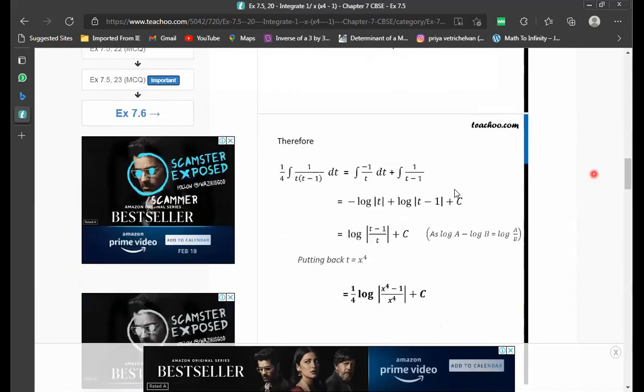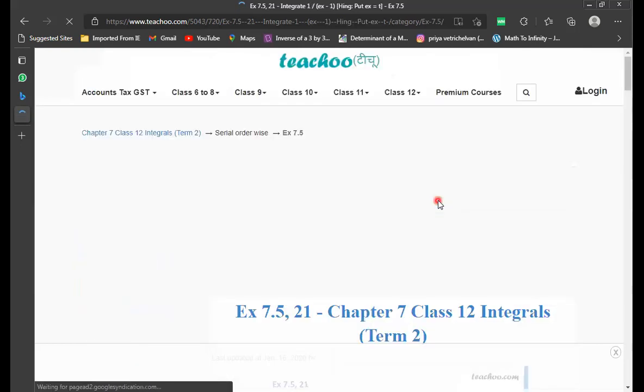And you perform integration. Integral 1 upon t is log t. Integral 1 upon t minus 1 is log of t minus 1. Log a minus log b can be written as log a by b. Clear? Yes, ma'am. Very clear.